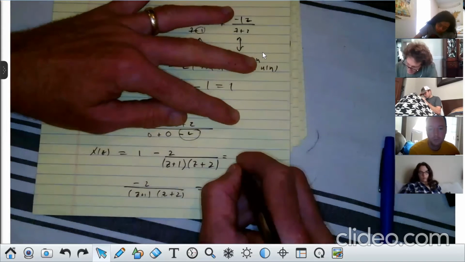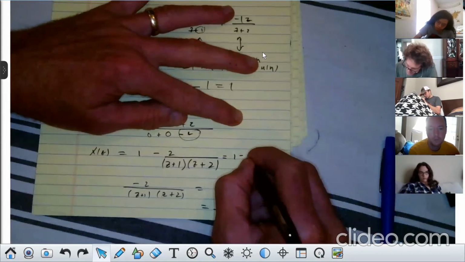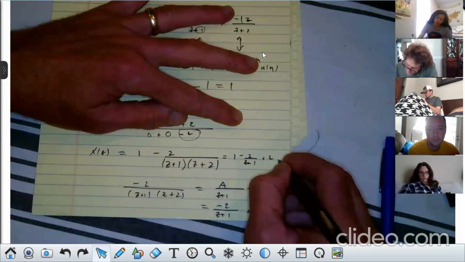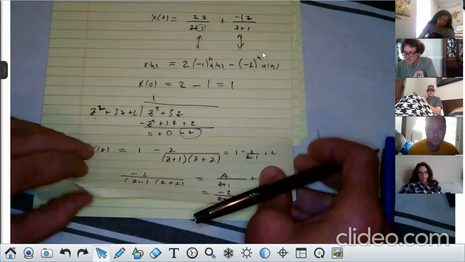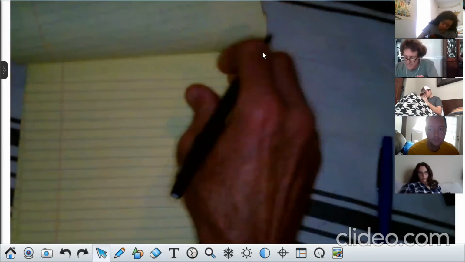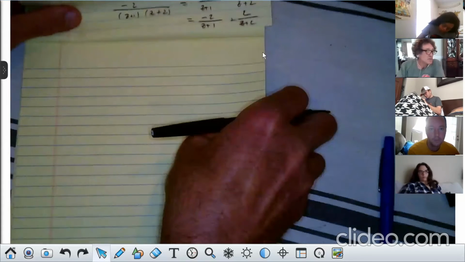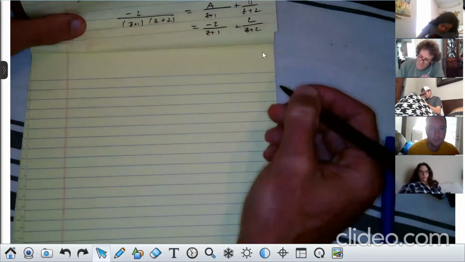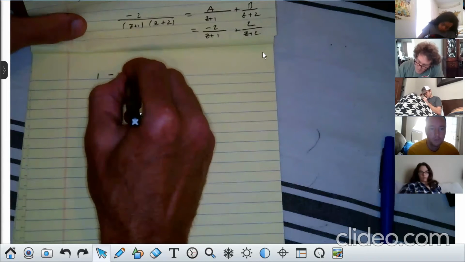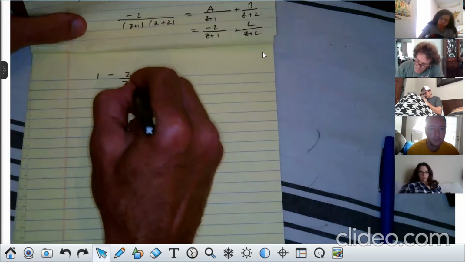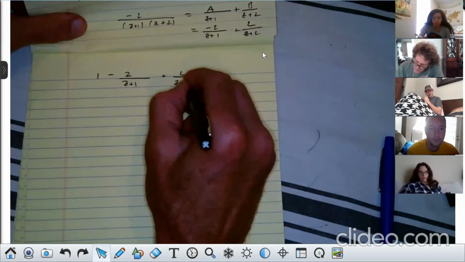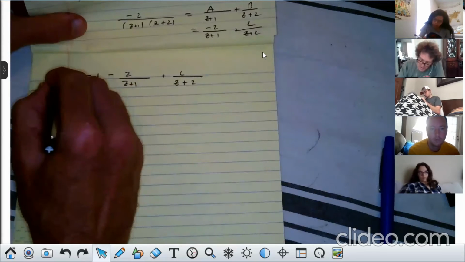I'm going to try to fit it here. I have 1 minus 2 over z plus 1 plus 2. Matter of fact, let me write this on another sheet of paper because I'm going to try to shoehorn it here, and I'll slide it down in 1 second. So this is really equal to 1 minus 2 over z plus 1, plus 2 over z plus 2. And that's my x of z, correct?